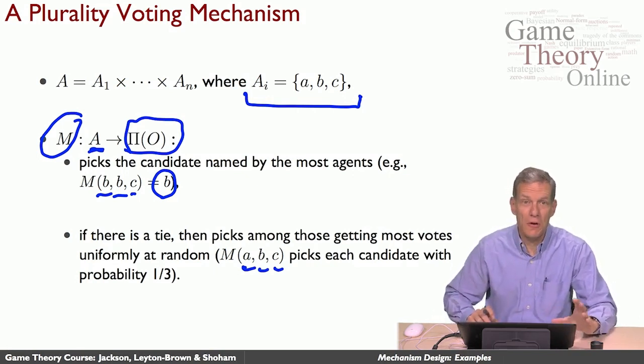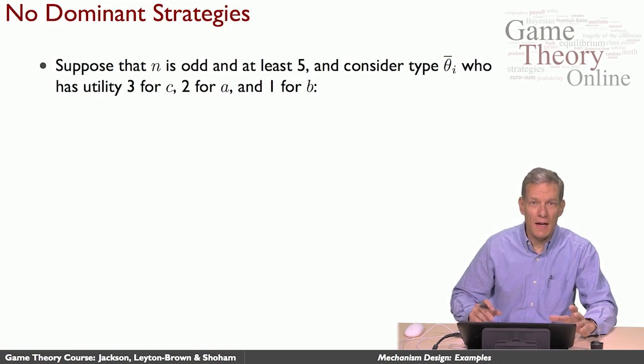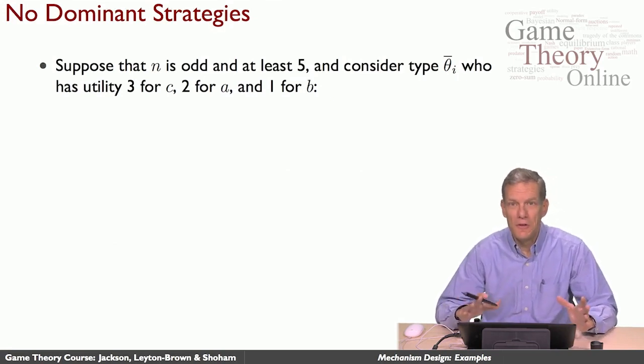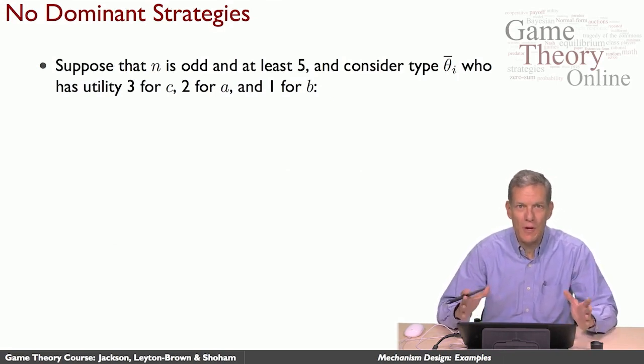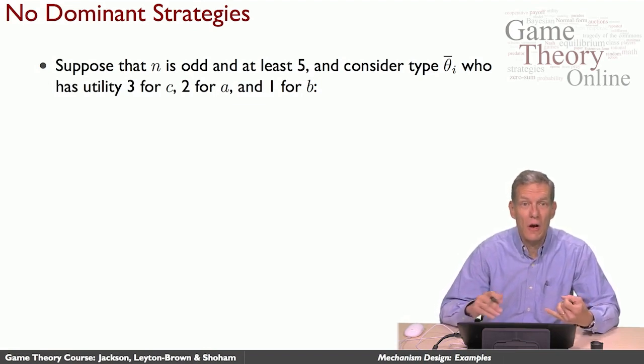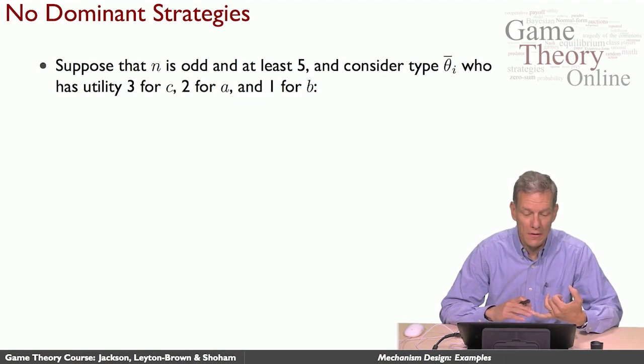Okay, so now we've got our mechanisms and so forth. And so now we can talk a little bit about the solution of one of these. So what would happen? How are people going to behave in this society? So first of all, let's note that there aren't any dominant strategies to this mechanism.